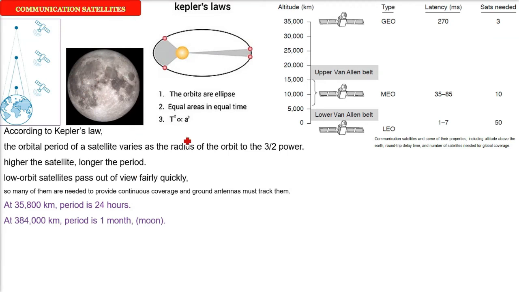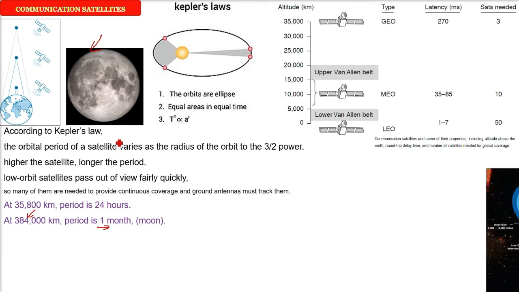around its axis. Now take the distance as 384,000. The period is what? 1 month. You know about the moon? The moon does that. So as the distance increases, the orbital period also increases. At 384,000, it will be 1 month as the moon is doing, because the moon is also a satellite. Though it is not an artificial satellite, it does like that.